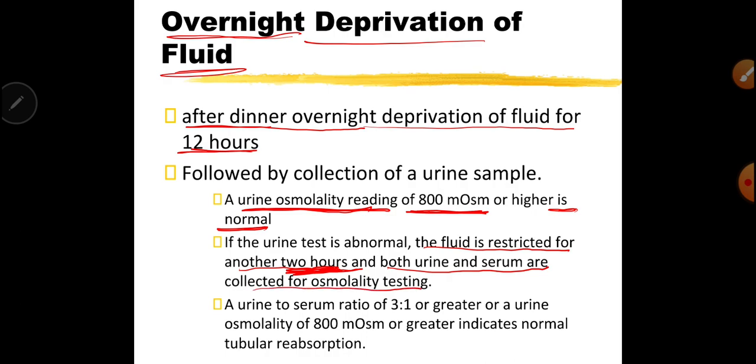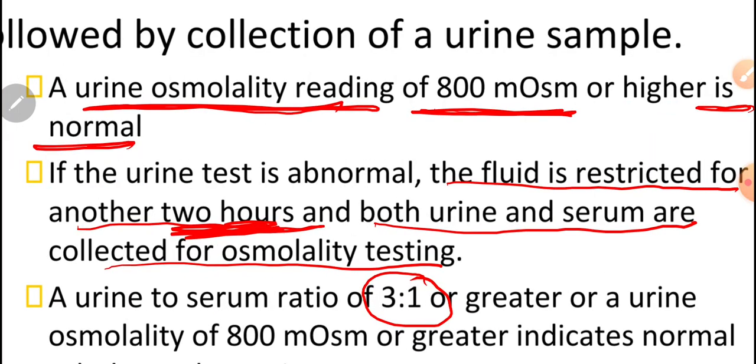Now, for this patient, we will have the ratio of urine to serum osmolality. If the ratio is 3:1 or more, this indicates normal tubular reabsorption. If the ratio is less than 3:1, this indicates an abnormal result, and this indicates that the kidney is not able to reabsorb solutes normally.